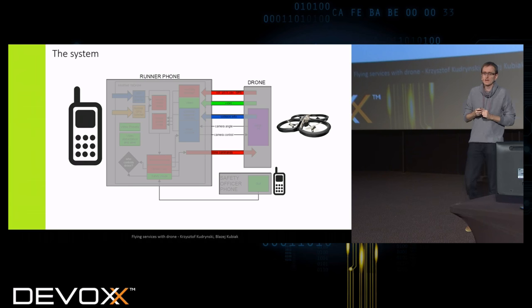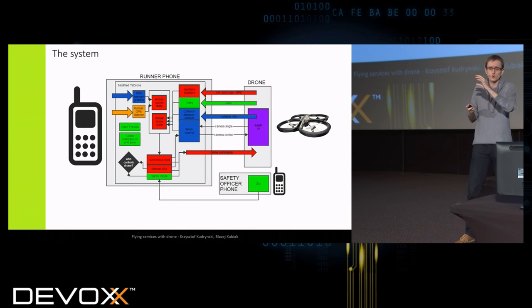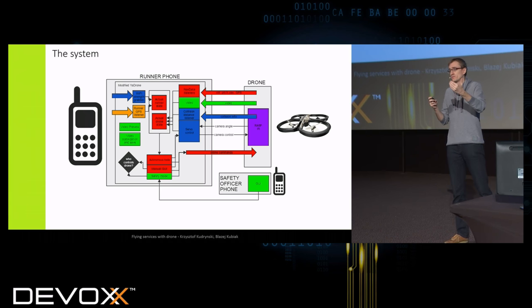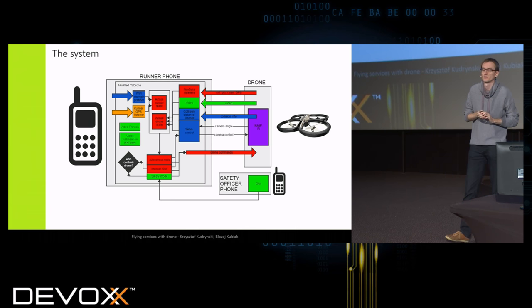The system is just the mobile phone application which listens to the drone state over Wi-Fi, compares its state with the state of the telephone, and sends back some commands to the drone to follow it. Another part of this application is the safety officer application, which is another mobile phone, held by an external person, who is able to kill the drone in case it wants to kill the runner. We learned a lot about security here. This is a question of life and death.